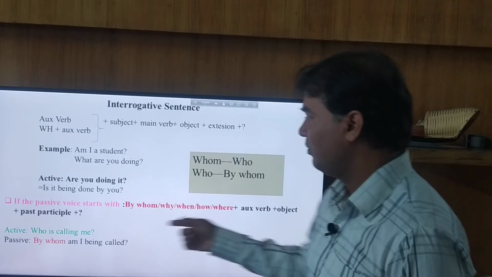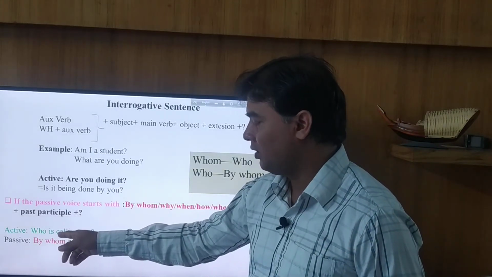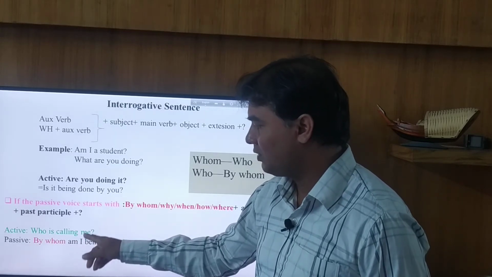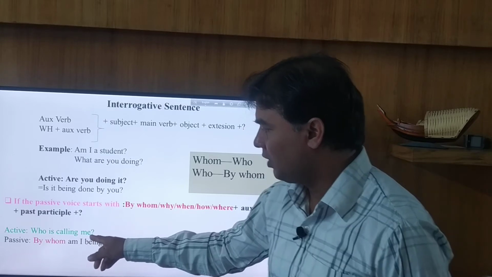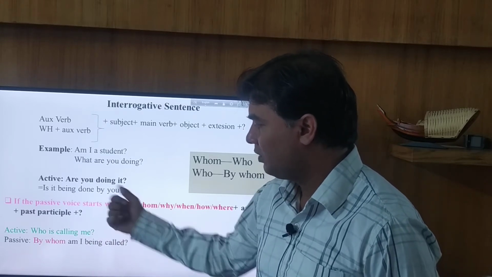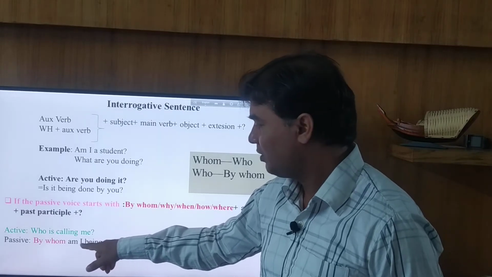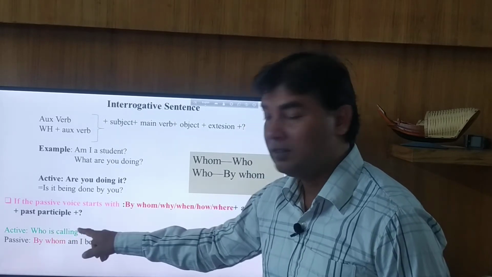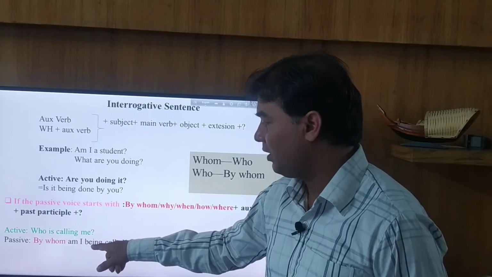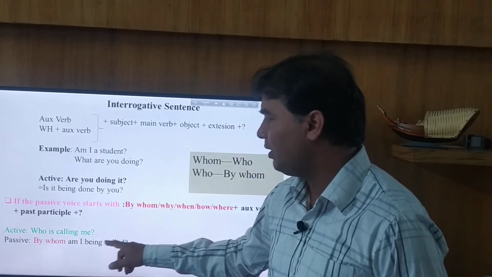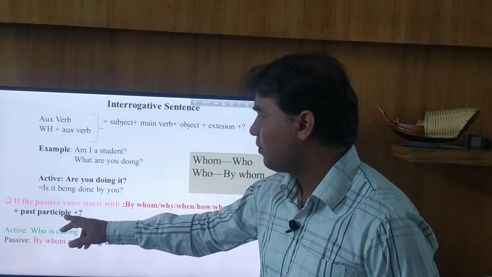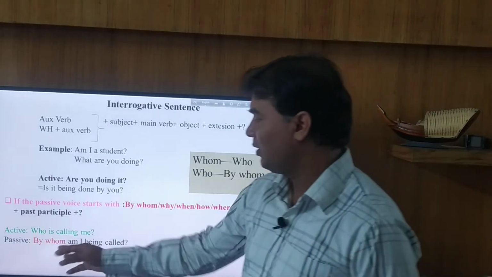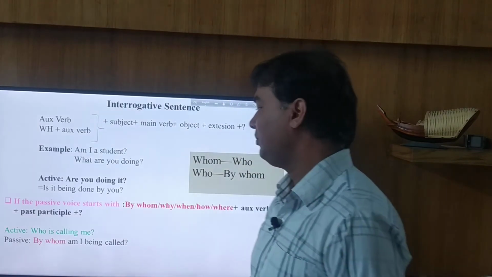write the auxiliary verb. So in this sentence, this is present continuous tense, you need to write the auxiliary verb am: by whom am. Then the subject: me is the objective case, so turn it into the nominative case, so I: by whom am I. And since the sentence is in continuous tense, you need to write an extra being: by whom am I being, then the past participle of the main verb, called. So the answer is: by whom am I being called.